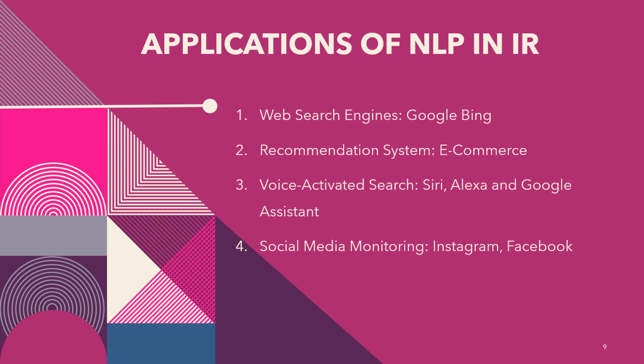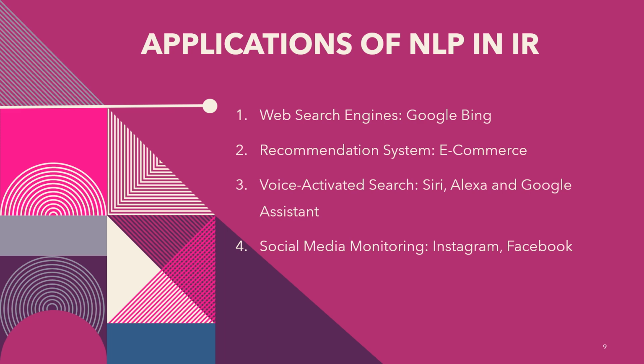Applications using natural language processing in information retrieval. First is web search engines, which use Google, Bing and other major engines heavily on natural language processing to interpret the intent behind a user's query. This helps search engines understand not just keywords but also context and intent, allowing for more relevant results. For instance, Jaguar speed could refer to a car's speed or an animal's, and NLP helps disambiguate this by understanding the query context.